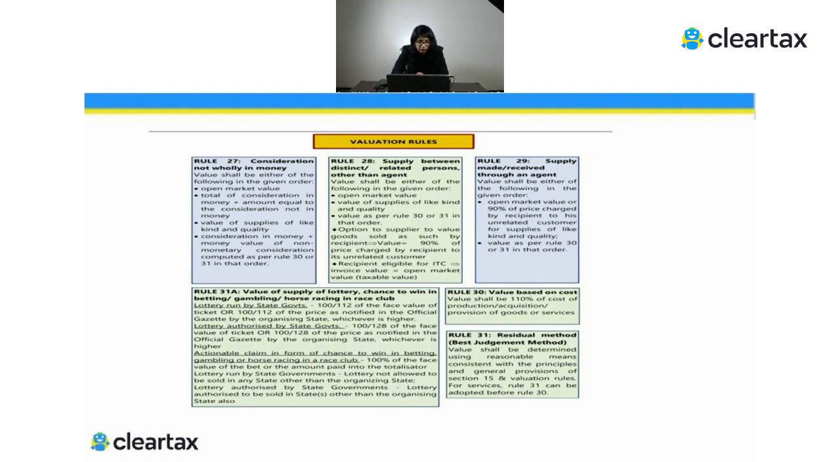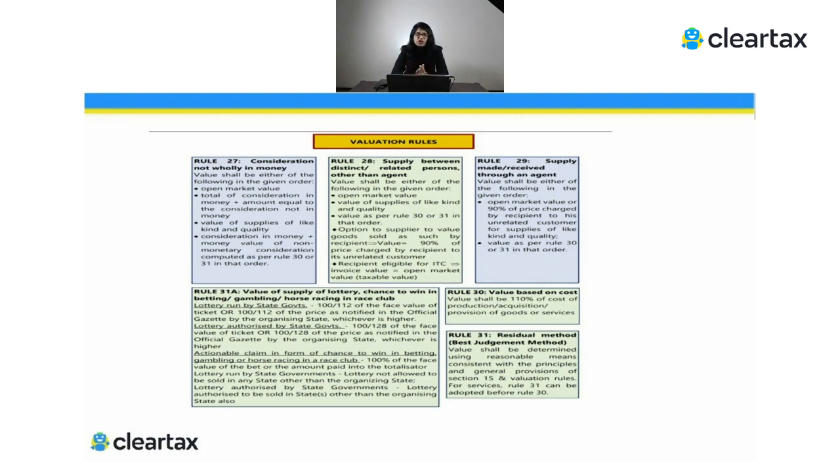Then there is an actionable claim in the form of a chance to win in betting or gambling or a horse racing or a race club. In that case, it says 100% of the face value of the bet or the amount paid to the totalizer or the lottery run by the state government. So a lottery is not allowed to be sold in any state other than the organizing state, and the lottery should be authorized by the state government. So a lottery is authorized to be sold in a state other than the organizing state also.